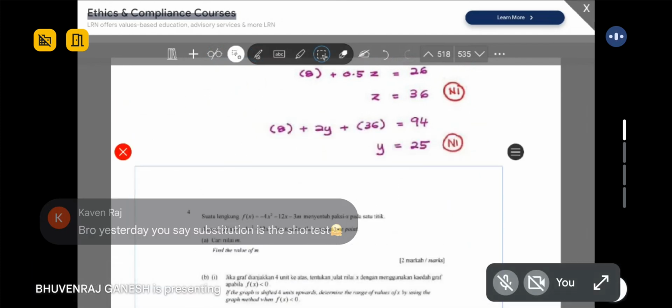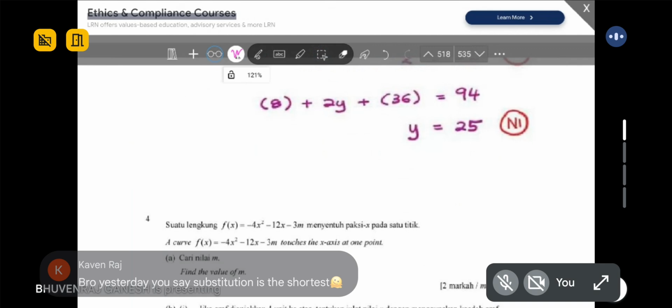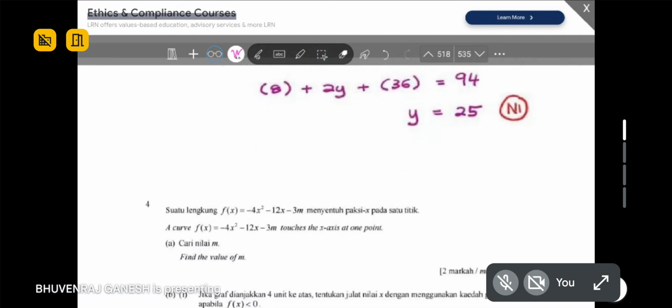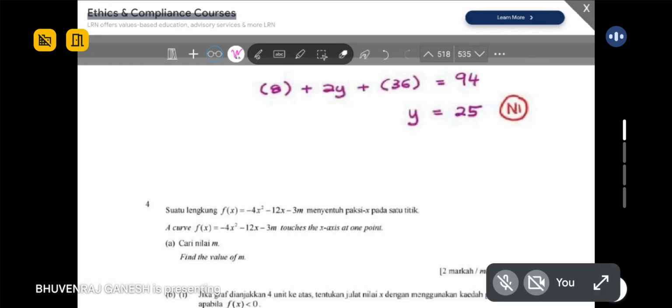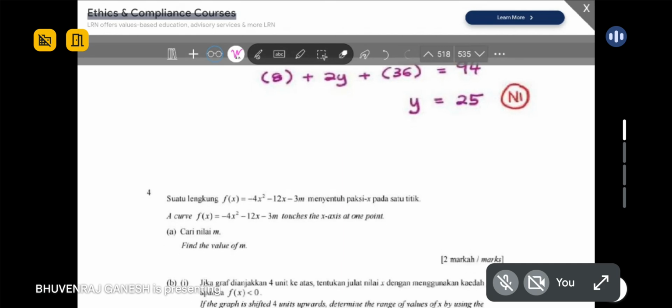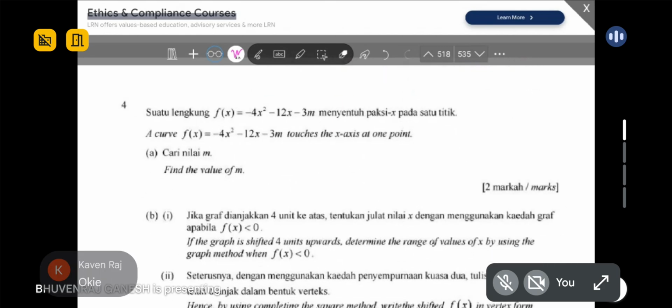Question number 4. Bro, yesterday you say substitution is the shortest. Depends. Certain question it can be the shortest. Certain type of question it can be the longest. Understand? It's not generalized that is the shortest always. Depend. Quadratic time. Yes. Now it's quadratic time.